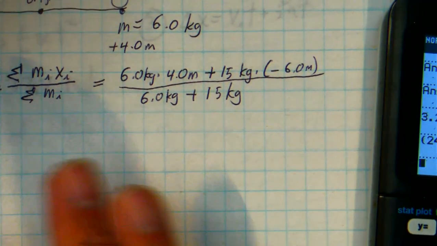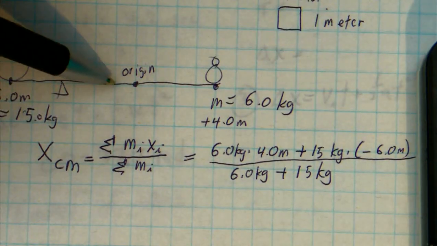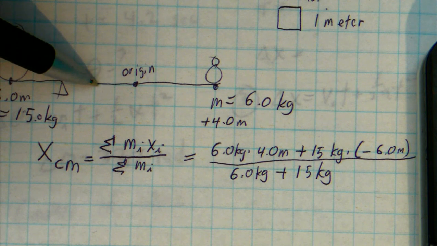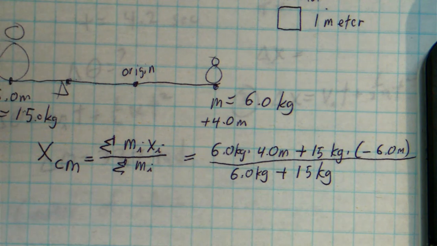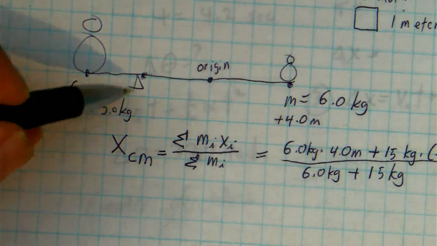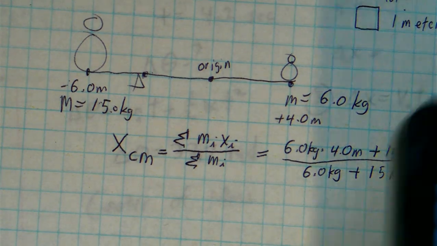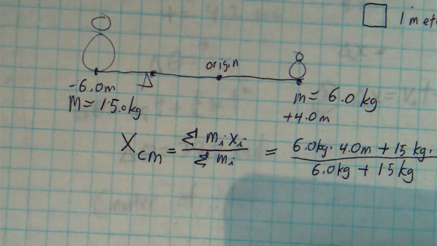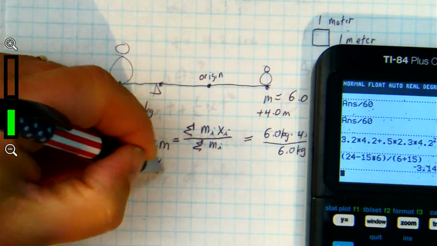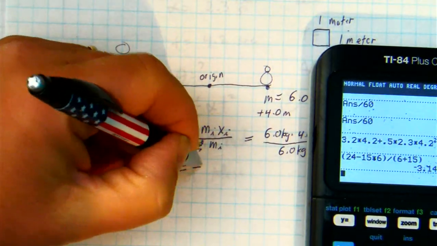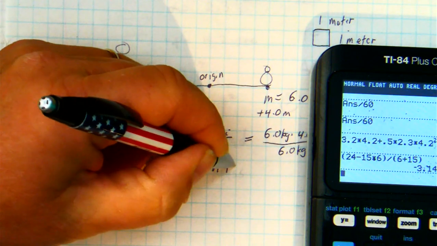And sure enough, look at how that matches where I drew the sketch. 3.14 means the center of balance is right around there, matching very darn close to my visual guess before I turned on my calculator. So the location of the center of mass is negative 3.14 meters.